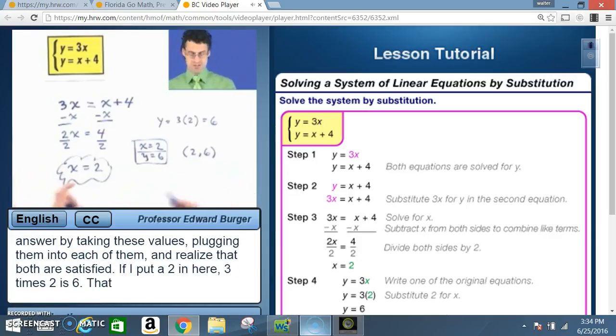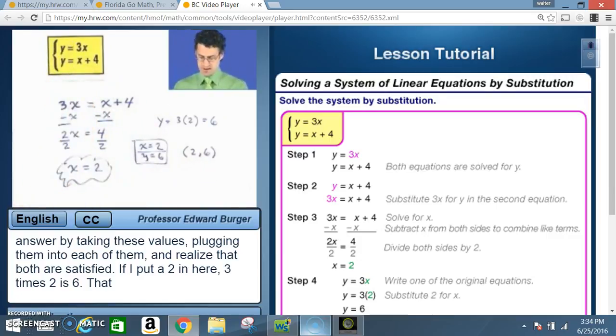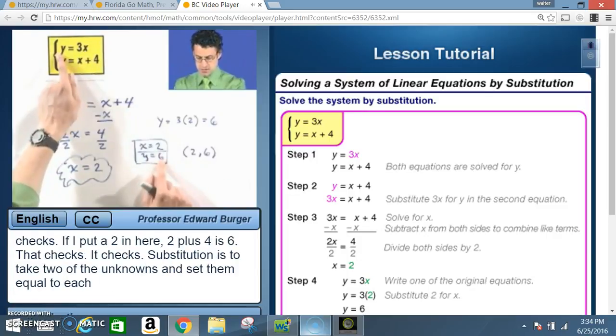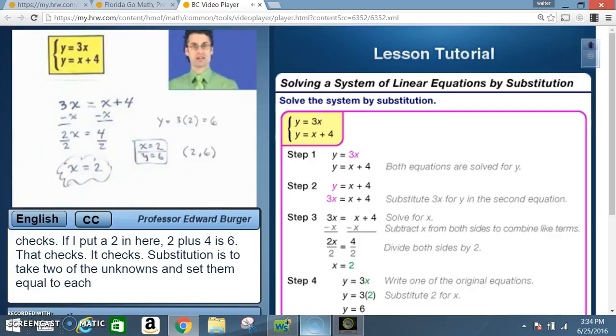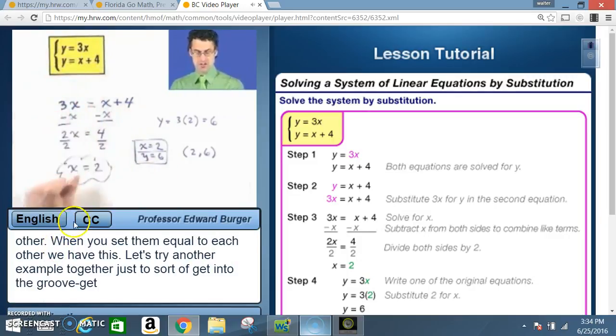And you can check your answer by taking these values and plugging them into each equation and realizing that both are satisfied. If I put a 2 in here, 3 times 2 is 6, that checks. If I put a 2 in here, 2 plus 4 is 6, that checks. So it checks. So substitution is to actually take two of the unknowns and set them equal to each other.